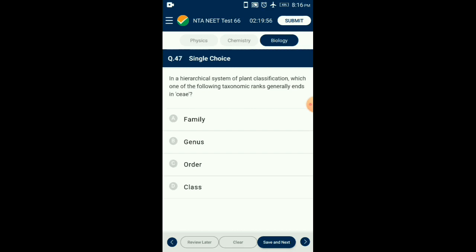Question number 47. In a hierarchical system of plant classification, which one of the following taxonomic ranks generally ends in -aceae? Family is a taxonomic category between the division and order. It includes one or more genera. Its suffix is -aceae. So the answer is option A. Family names always end with -aceae.